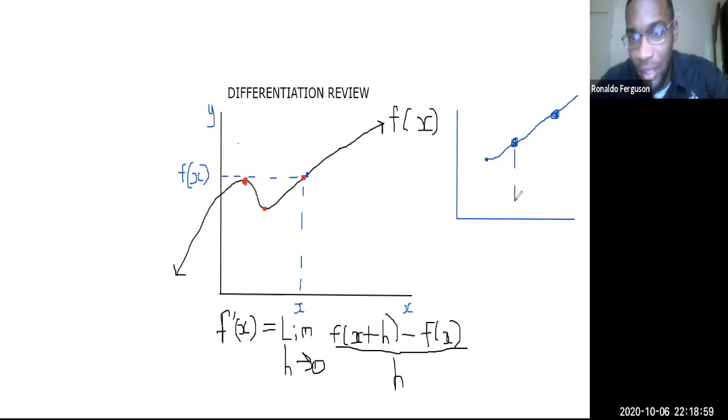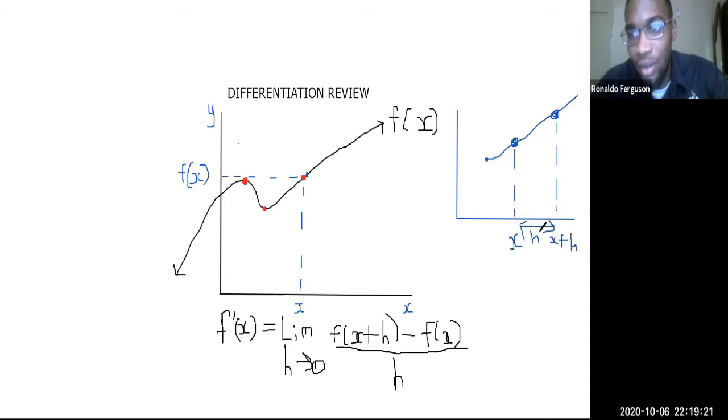So this is the point x. And this is some point, let's call it x plus h. So the distance between here and here is h. And so we can then say that this point would be x plus h. Agreed? Yes, sir. So this would be x plus h.